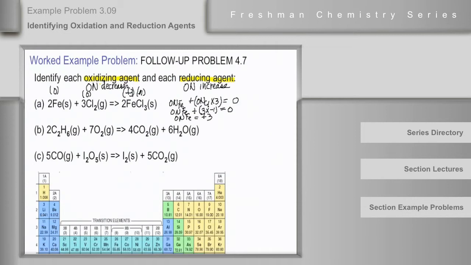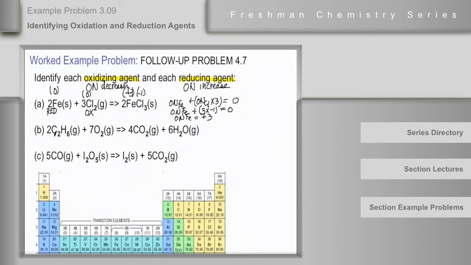So now we'll look at the change. Iron goes from 0 to +3. That's an increase in oxidation number. So iron is the reducing agent. Okay, we'll call it red for reducing. That means chlorine must be the oxidizing agent, and it should have an oxidation number decrease. And it does. It goes from 0 down to -1. So it is the oxidizing agent. Okay, so iron is the reducing agent, chlorine is the oxidizing agent.